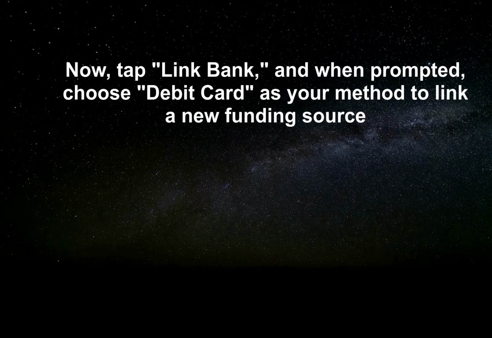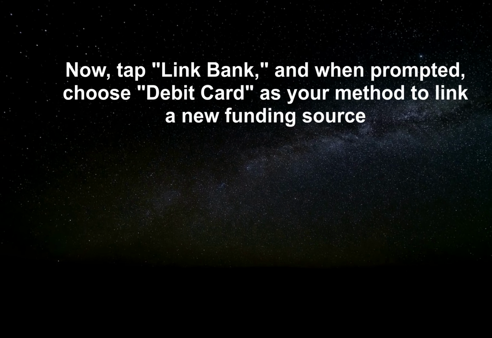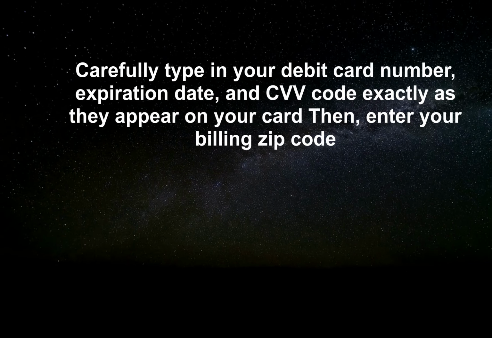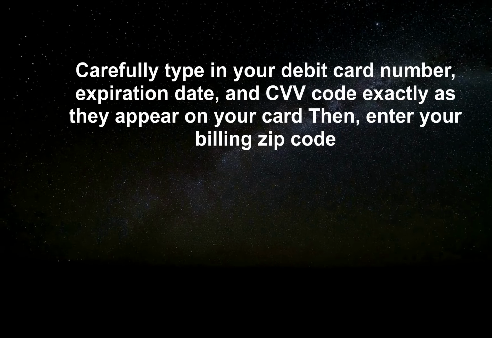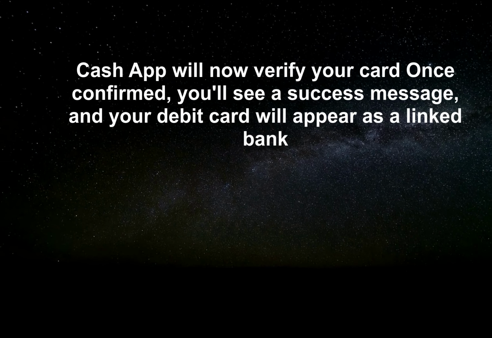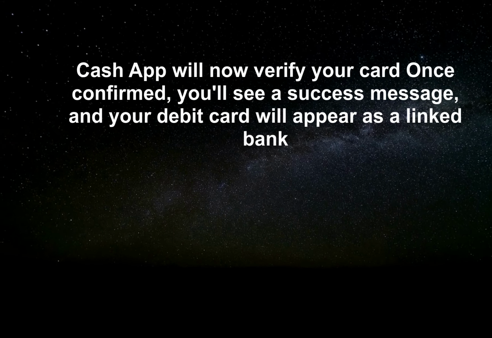Now tap Link Bank, and when prompted, choose Debit Card as your method to link a new funding source. Carefully type in your debit card number, expiration date, and CVV code exactly as they appear on your card. Then enter your billing zip code. Cash App will now verify your card. Once confirmed, you'll see a success message, and your debit card will appear as a linked bank.